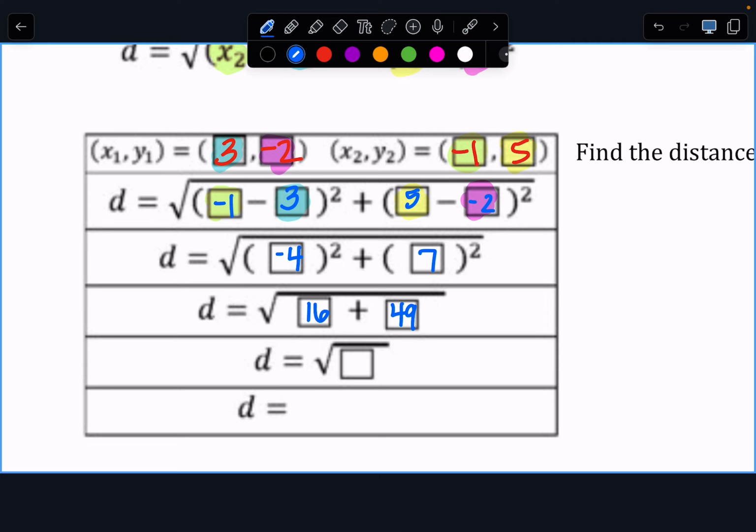Wait, are we like not allowed calculators on here? Nope, I said you will have a calculator. Now, when we did this, like for our CSA, we couldn't use them, but you get a calculator on the final. All right, what's 16 plus 49? 65. Yeah. Is 65 a perfect square? No. So our answer is the square root of 65. Done.